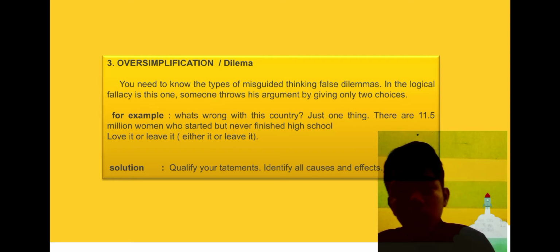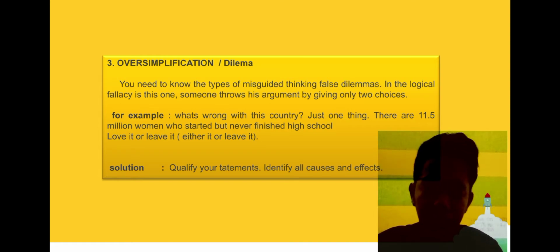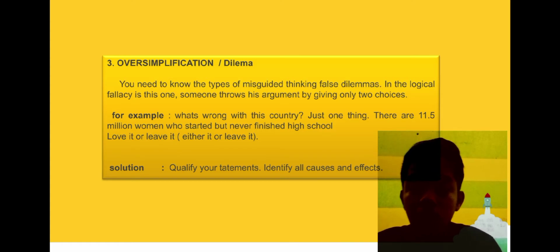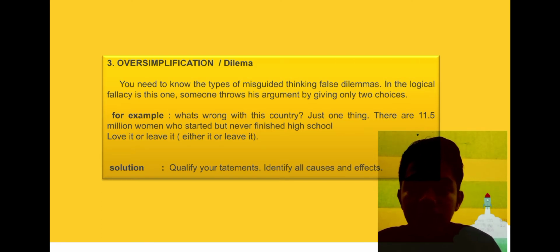Number 3, oversimplification or false dilemma. You need to know the types of misguided thinking. In a false dilemma, someone presents his argument by giving only two choices. For example, what's wrong with the country? Just one thing: there are 11.5 million women who started but never finished high school. Or: love it or leave it, either love it or leave it. Solution: qualify your statement, identify all causes and effects.